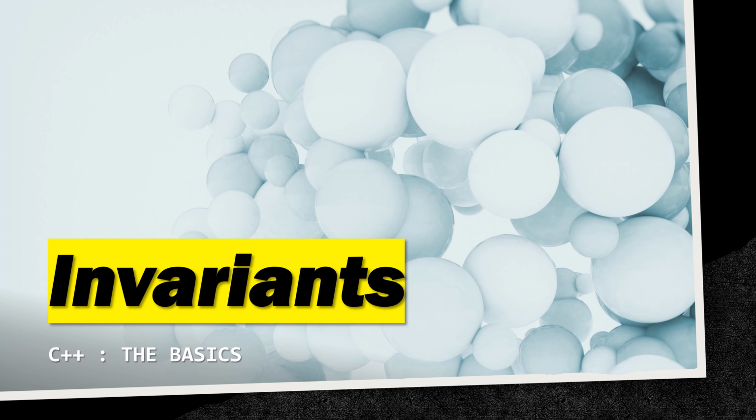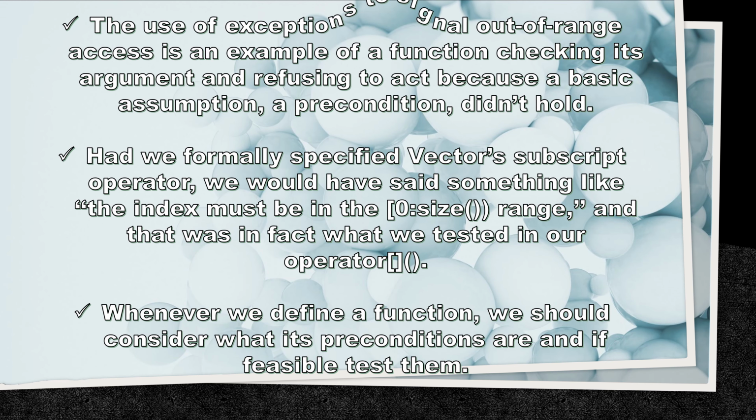Invariants. C++, the basics. The use of exceptions to signal out-of-range access is an example of a function checking its argument and refusing to act because a basic assumption, a precondition, didn't hold. Had we formally specified vector's subscript operator, we would have said something like the index must be in the [0, size) range, and that was in fact what we tested in our operator. Whenever we define a function, we should consider what its preconditions are and if feasible test them.